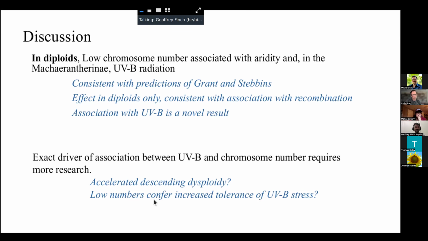But it's also possible that low number is conferring resistance to UVB stress itself, right? That stress on meiotic or mitotic machinery is kind of more easily tolerated if you have low chromosome numbers. So the ultimate drivers of this relationship are unclear, and I think would be very interesting to explore further.